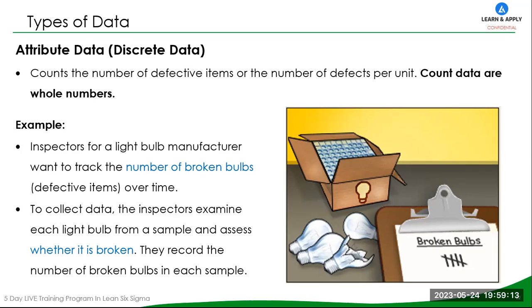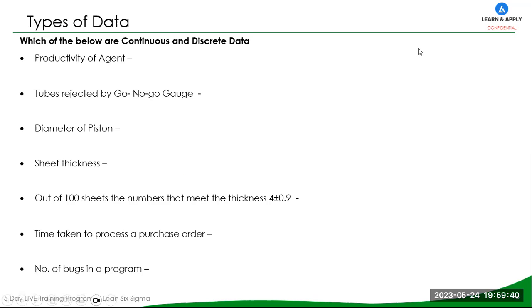Number of patients visiting the hospital: it's like 1, 2, 3, 4, 10, 15. It's not like 0.5, 0.6. So it's always a whole number, right? When we express data in terms of fractions, it's continuous data. When we express it in terms of whole numbers, it is called discrete data. Is it clear? Yes. Okay, so can we conduct a small exercise to understand? Sure. So this is the exercise. Which of the below are continuous and discrete data?